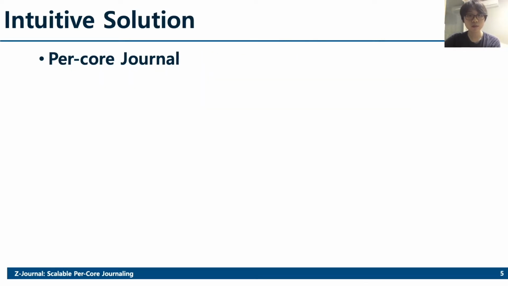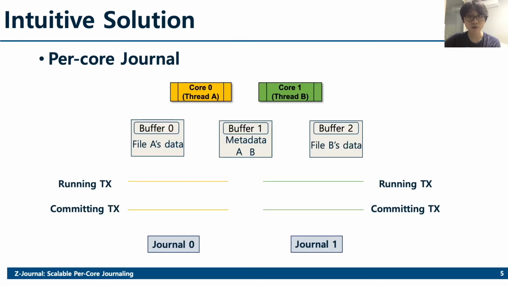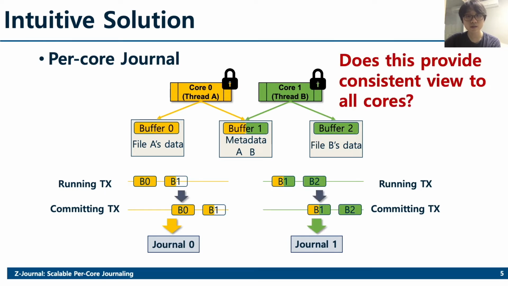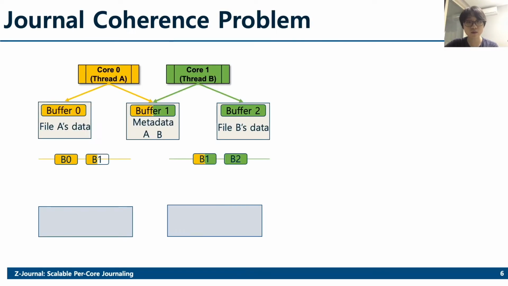The most intuitive way to realize the fully parallel journal is making every core have its own independent journal. However, this induces a complicated consistency issue. Suppose that core 0 modifies file A and core 1 modifies file B. Buffer 1 is for the metadata block that has metadata of both file A and B. Again, let's assume that core 0 finishes its modification earlier than core 1. Buffer 1 in core 1's journal will have both modifications from core 0 and core 1.